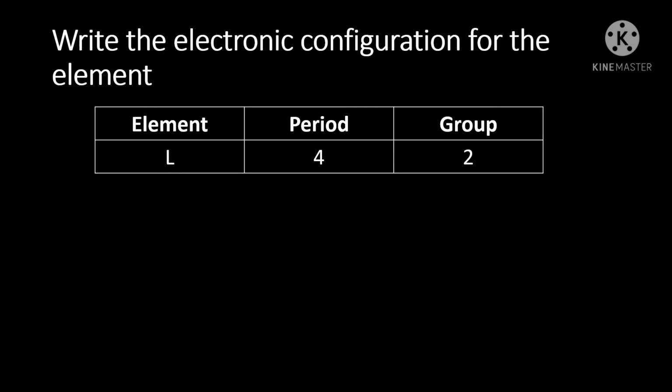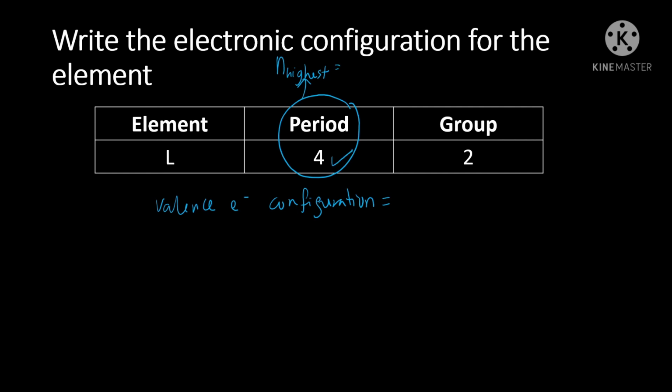If we have been given the period and the group, how do we write the electronic configuration of an element? To do this, first we need to write the valence electronic configuration of the element. To write it, first we look at the period, because the period tells us how many shells are filled with electrons, and therefore the highest principal quantum number for this element. For this element, it is in period 4, therefore the highest principal quantum number is 4, and therefore the valence electronic configuration should start with 4.